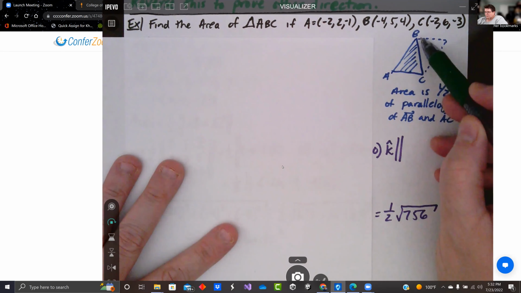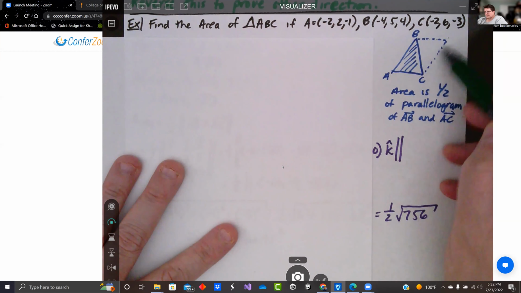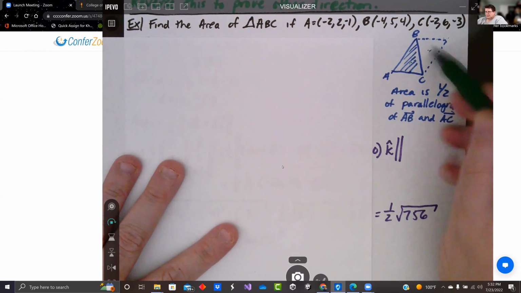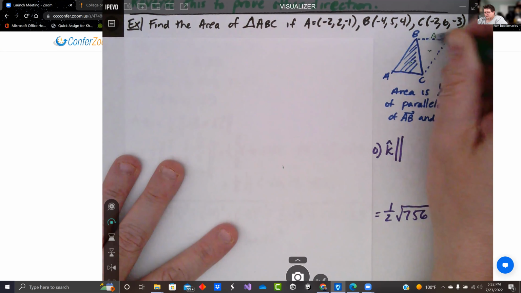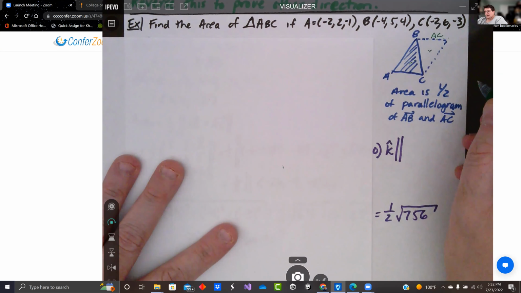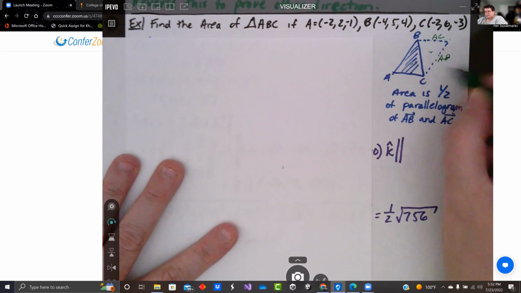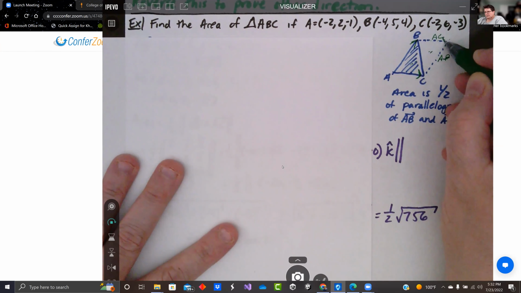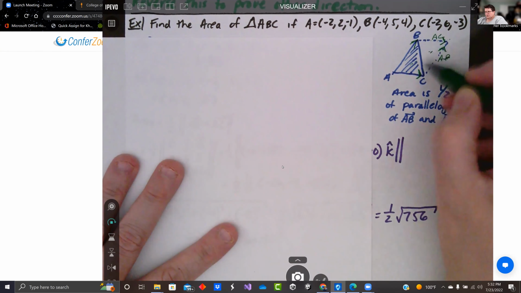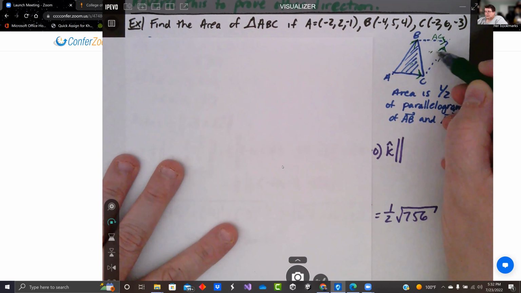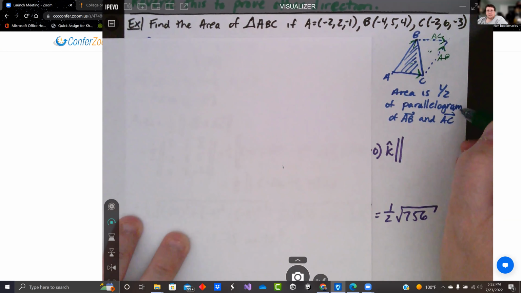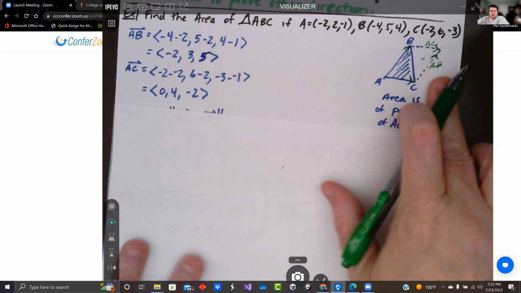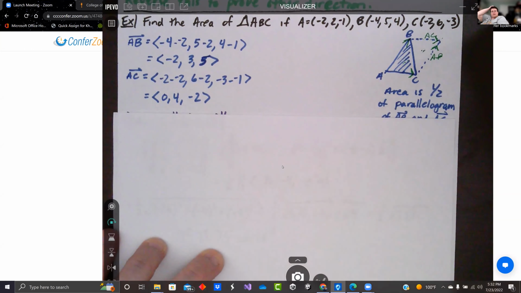A parallelogram would be extending the sides, and I can see these two are equal because this is AC right here, and this is AB right here. If we did the vectors, these two triangles are similar or identical in area, so the area is going to be 1/2 the parallelogram of AB and AC. So let's figure out what AB and AC are first.